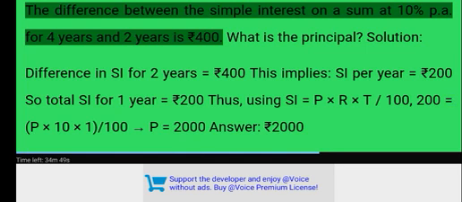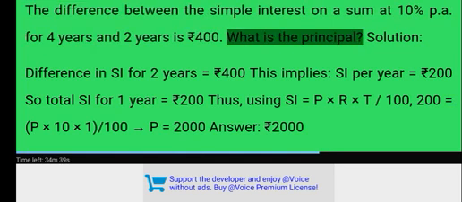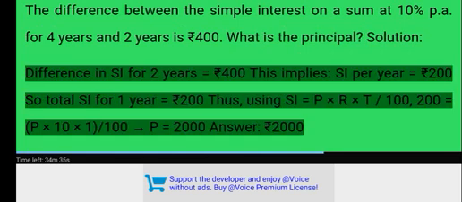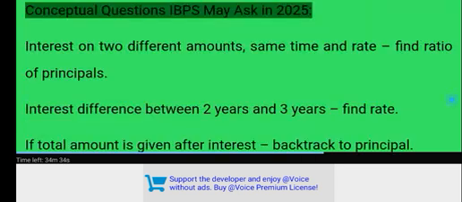Example 4, IBPS PO Prelims 2019. The difference between the simple interest on a sum at 10% per annum for 4 years and 2 years is 400 rupees. What is the principal? Solution. Difference in SI for 2 years equals 400 rupees. This implies SI per year equals 200 rupees, so total SI for 1 year equals 200 rupees. Thus, using SI equals P times R times T over 100, 200 equals P times 10 times 1 over 100, which gives P equals 2000. Answer, 2000 rupees.